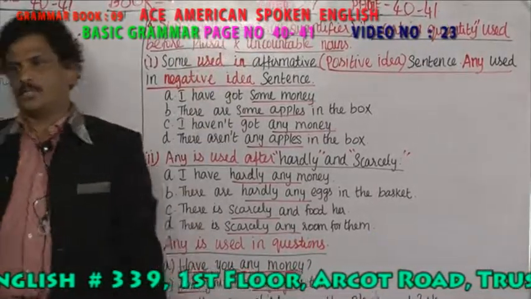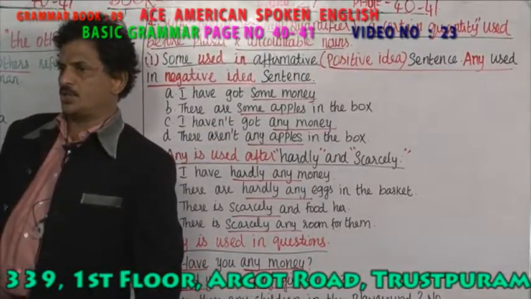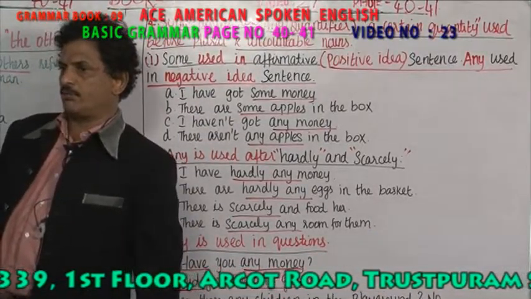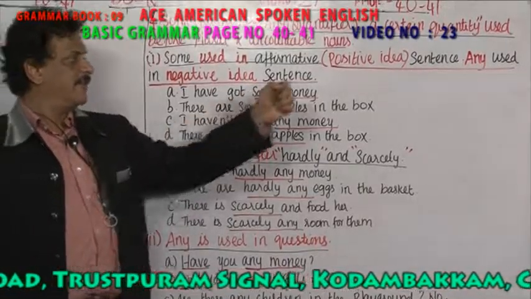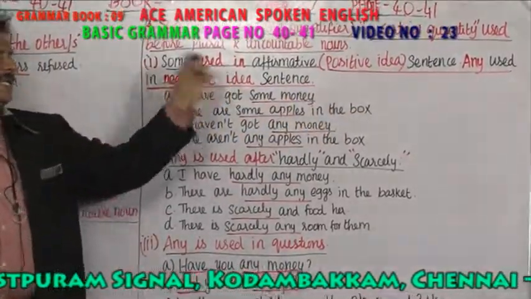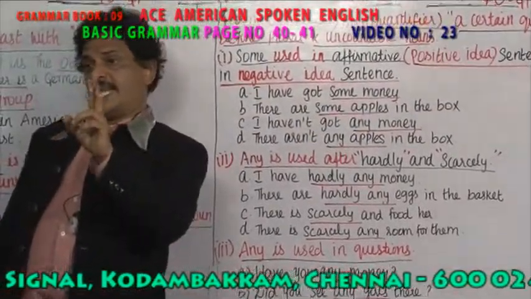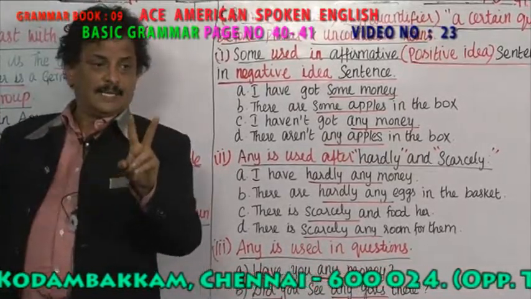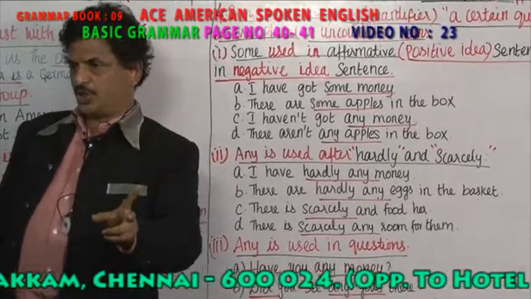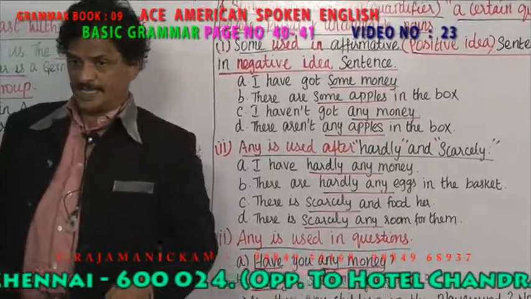Okay, uncountable nouns. What are uncountable nouns? Rice. Is it an uncountable noun? See, some is used in affirmative, that is positive. Any is used in negative sentences. Some and any both are quantifiers. Some is used for positive. Any is used for negative.